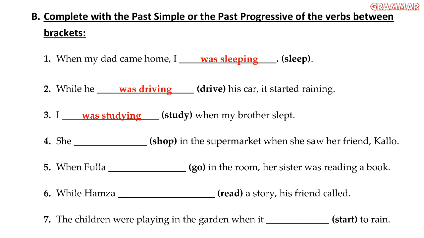Four, she was shopping in the supermarket when she saw her friend Carlo. Here we have saw, past simple, and we don't have any ing in the sentence, so I will make this one, she was shopping. Five, when Fulla, after when we put it in the past simple, so when Fulla went in the room, her sister was reading a book. Six, while Hamza was reading, because after while, the children were playing in the garden when it started to rain.